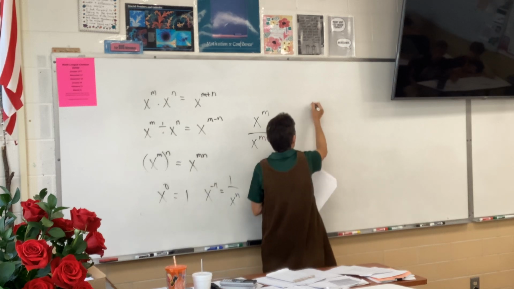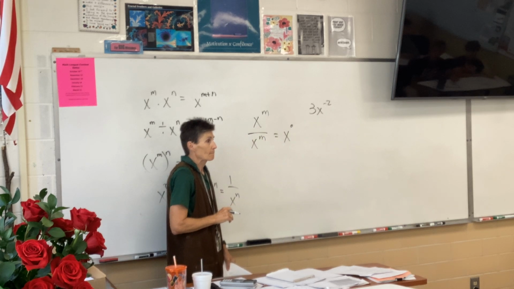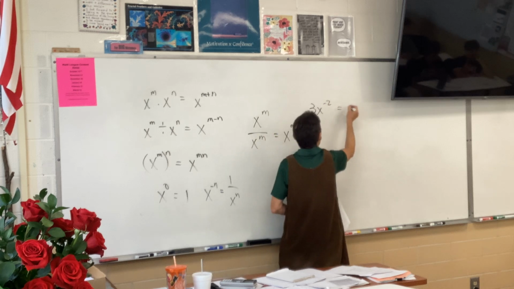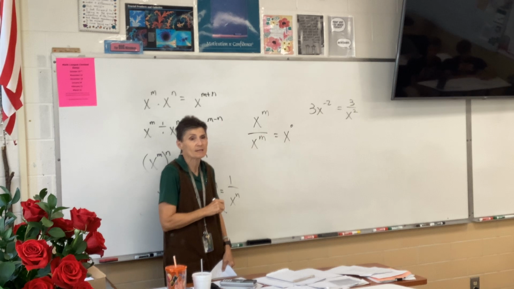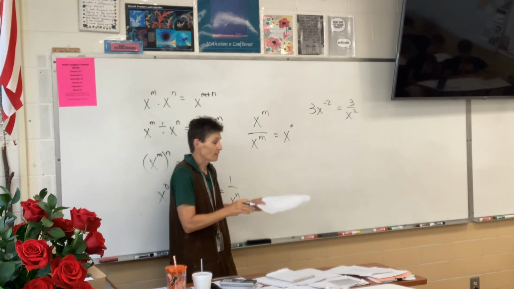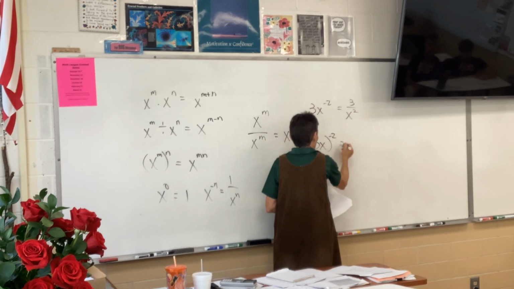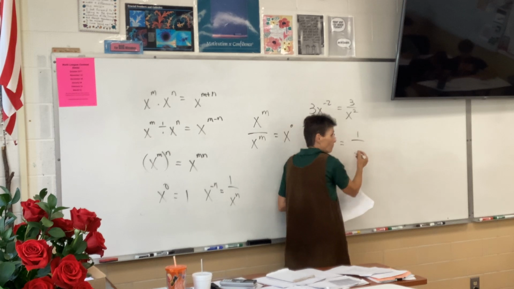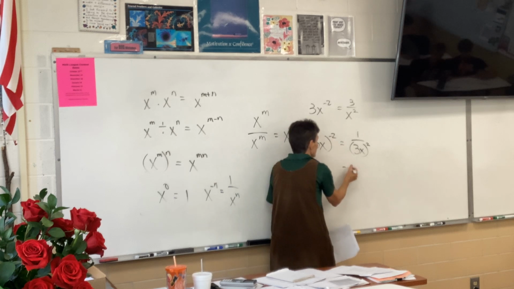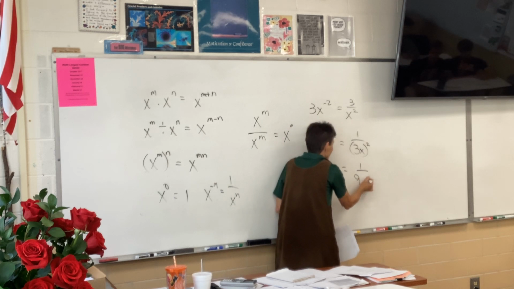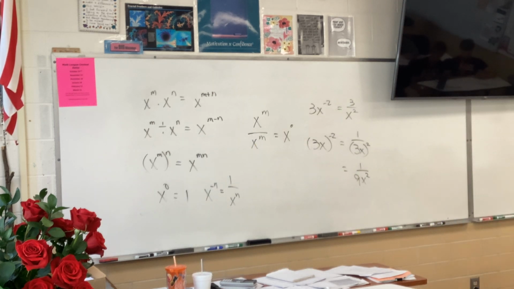What do you think about 3x to the negative second? 3 over x squared. Love it. The 3 does not move because it doesn't have the exponent, right? What about the next one now, though? 1 over 3x squared. That one will be 1 over 3 squared x squared, which is 1 over 9x squared. Now, you don't need to put in any intermediate steps. I did, just so people could follow along.